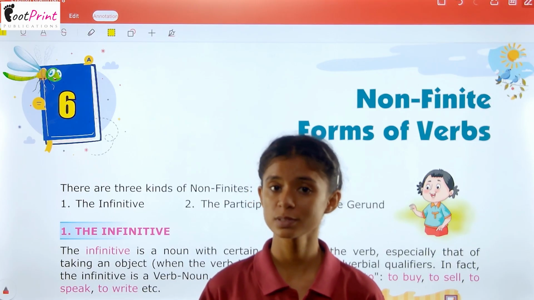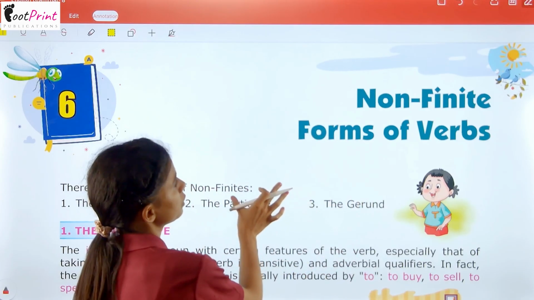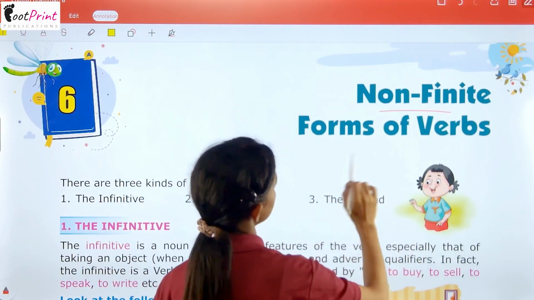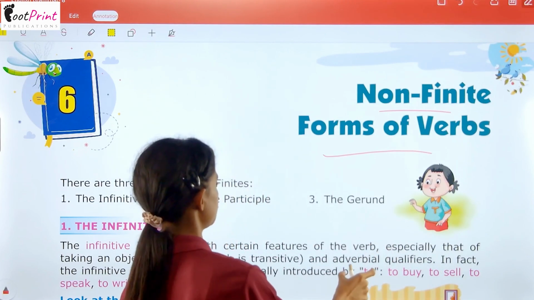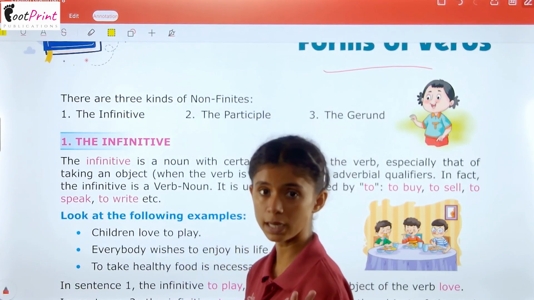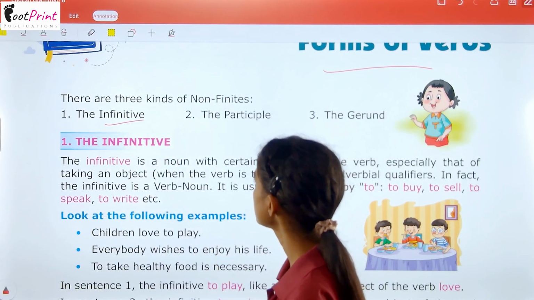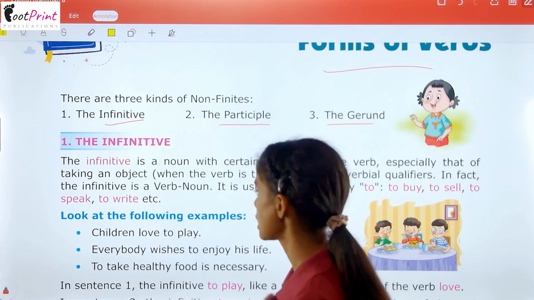Today we are going to start our next chapter, chapter number 6 of English grammar. The name of our chapter is non-finite forms of verbs. So here we are going to do another kind of verbs. Let's see what these are. There are three kinds of non-finite verbs: the infinitive, the participle and the gerund. Let's see what these are.